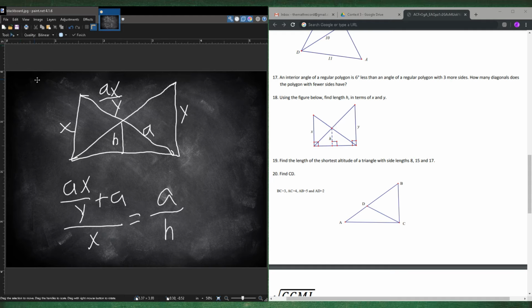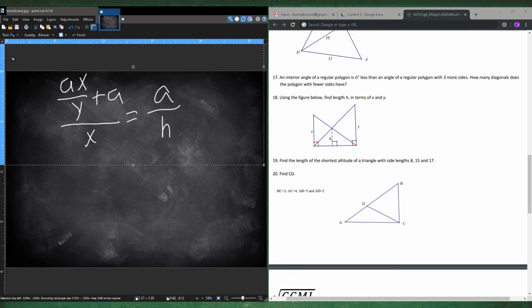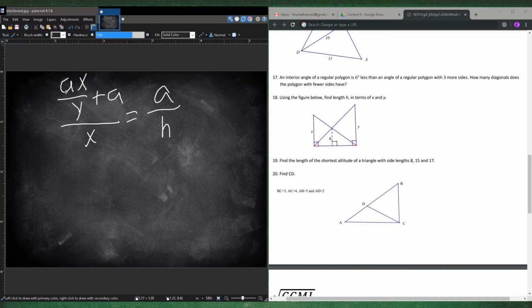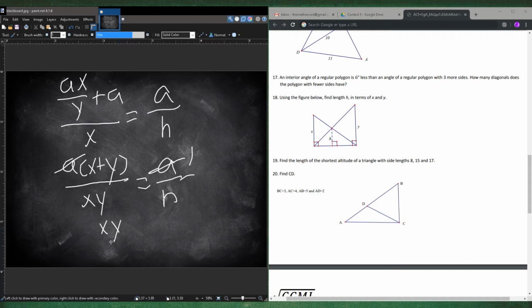So let's move this. Combining them together, we get a times (x plus y) all over x times y is equal to a over h. Dividing the a away, this is just 1 over h now. Then you find the reciprocal, which gives h equal to x times y divided by x plus y. So that's your answer.